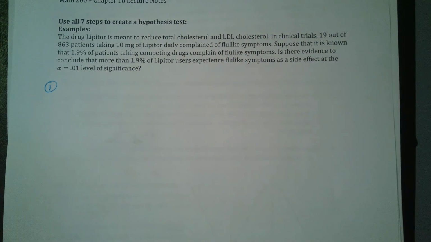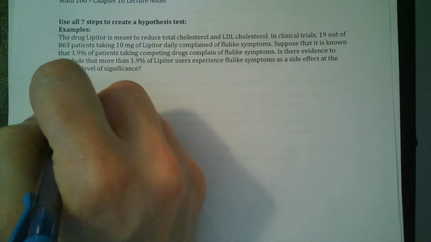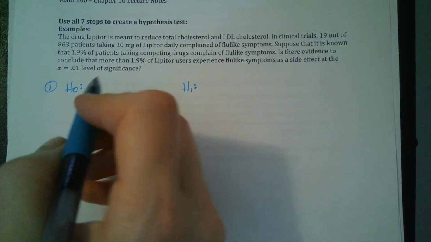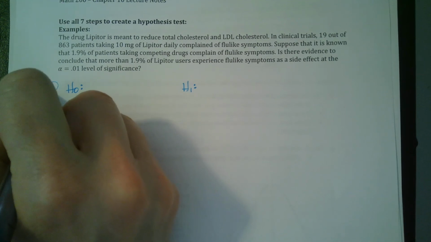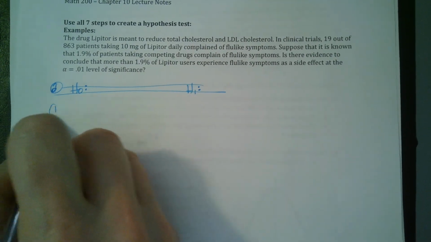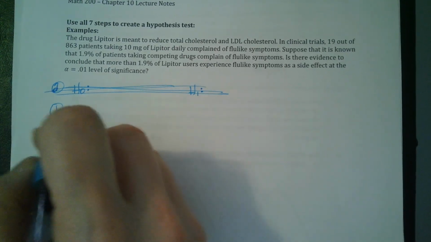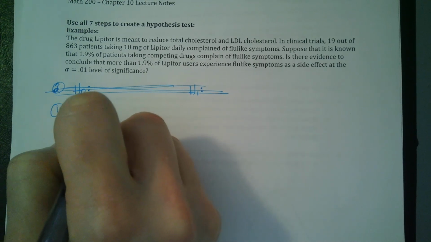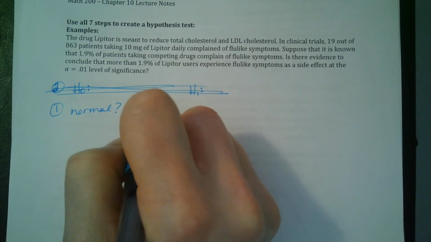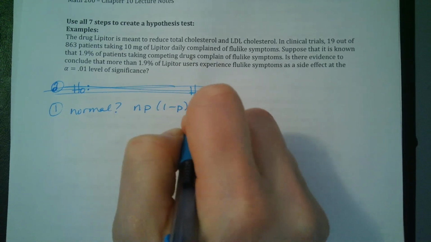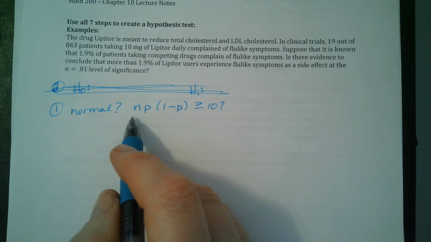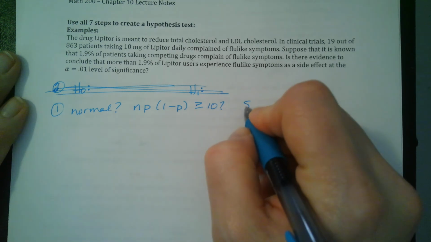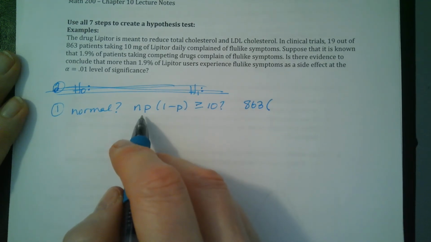So if we recall back to our 7 steps, the first step is to state your null and your alternate hypotheses. Actually, that's step 2. Step 1, first, do we meet the requirements? The requirements are, is it normal? To determine if it is normal, we first have to decide if n times p times 1 minus p is greater than or equal to 10. Well, in this case, n is given to us through the question. There were 863 patients in the study. P is given to us in the study.